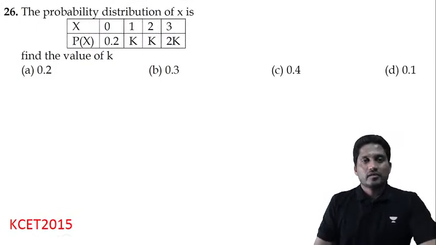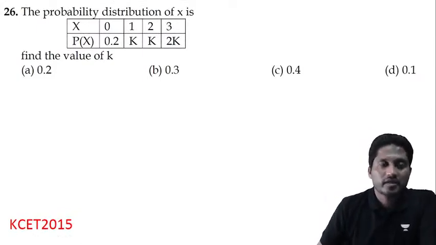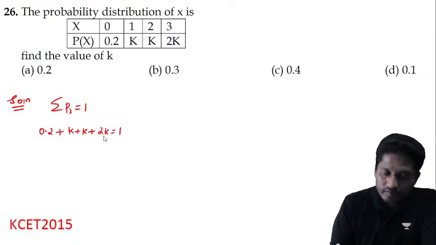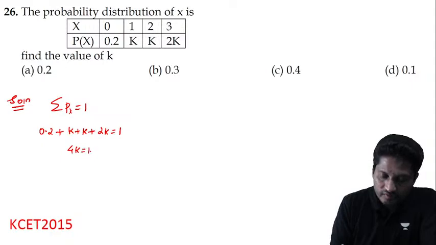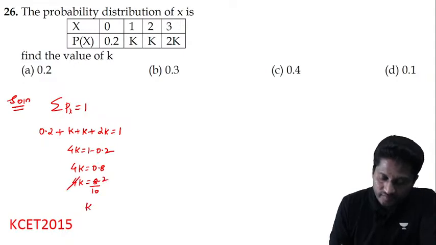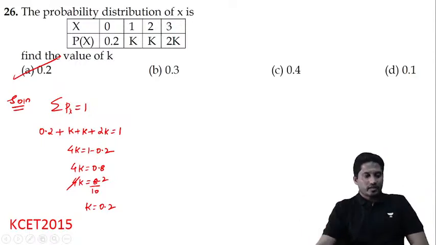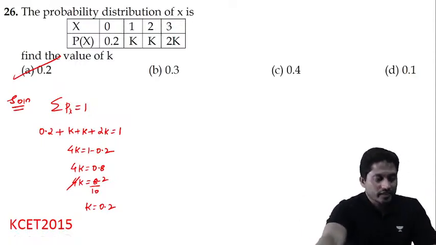Question. The probability distribution of x is given. What should be the value of k? Sum of all probabilities is 1, right? 0.2 plus k plus k plus 2k equal to 1. 4k is equal to 1 minus 0.2. 4k is equal to 0.8, which can be written as 8 by 10. 2 will cancel 2 times, 2 by 10 is 0.2. That is the first option. Right, let's move to the next question.